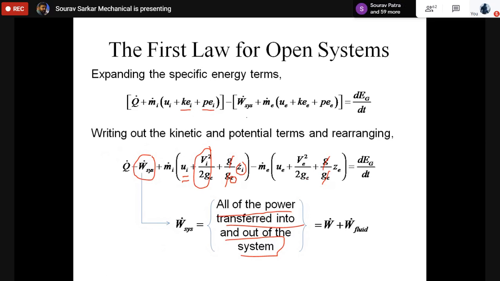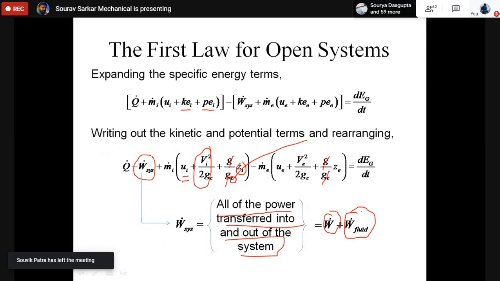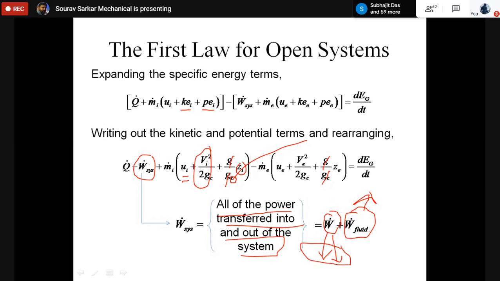So what I can write is that this system work can have two components. One is the W dot, the other is W dot fluid. This fluid work is basically called the flow work. What is flow work? I will tell you later. This part is basically the regular work output. What I am getting at the turbine, what I am getting at the compressor, all this work is basically the mechanical work output. But there is also another component that is basically called the fluid work.